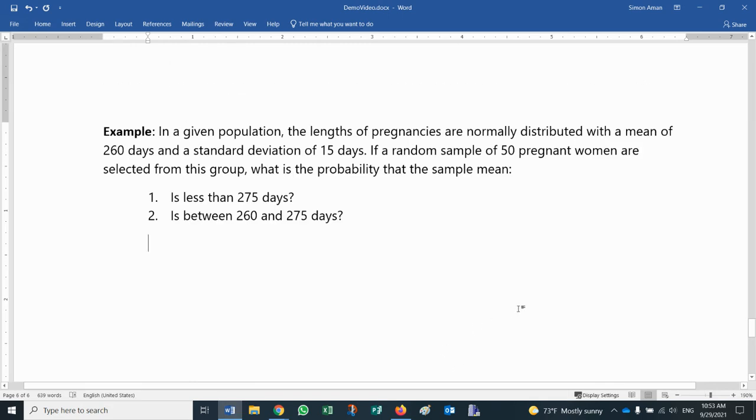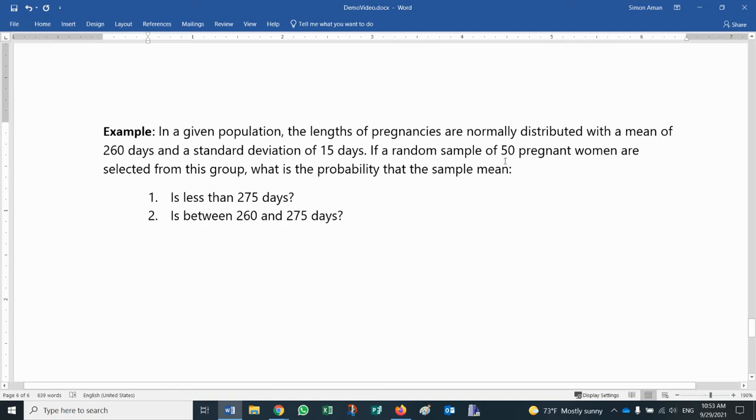Here, it says in a given population, the length of pregnancies are normally distributed with a mean of 260 days and a standard deviation of 15 days. Now, instead of 1%, a random sample of 50 pregnant women are selected from this group. And the question is, what's the probability that the sample mean is less than 275?